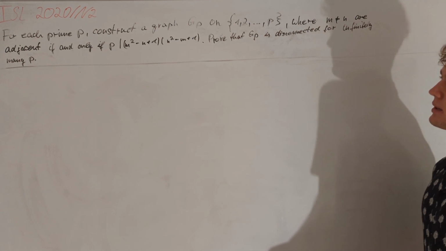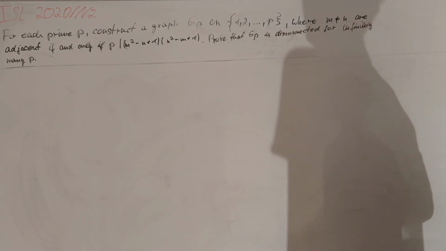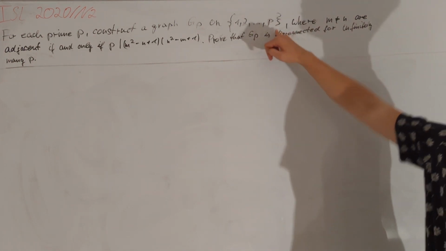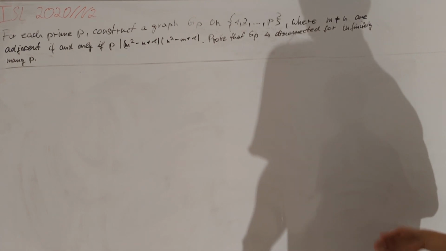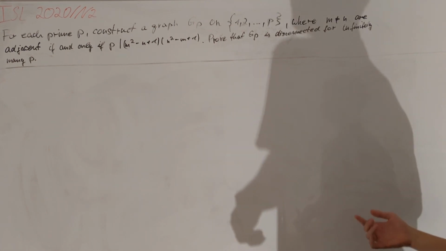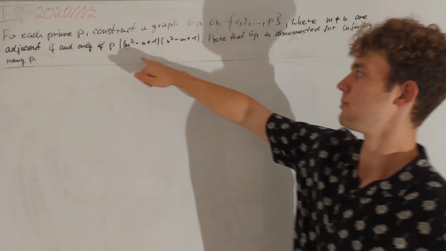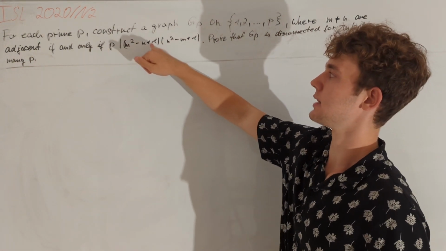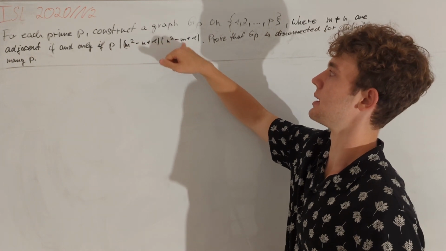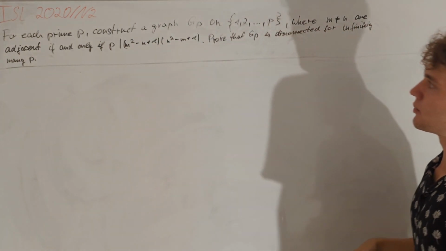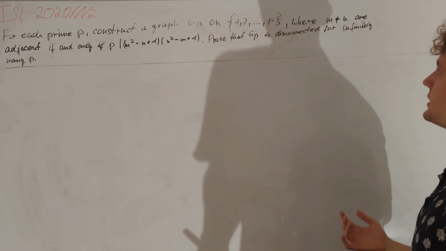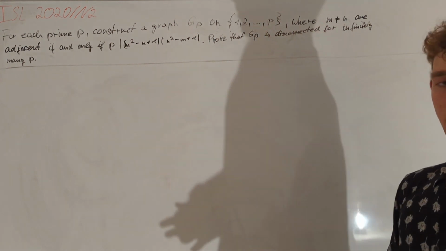For each prime p, construct a graph G_p on the set of positive integers less than or equal to p, where m not equal to n are adjacent if and only if the following property holds: p must divide (m^2 - n + 1)(n^2 - n + 1). We want to prove that G_p is disconnected for infinitely many p.